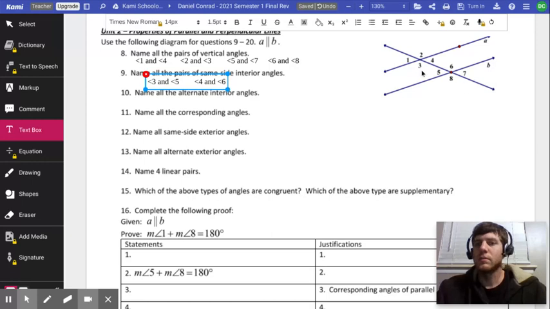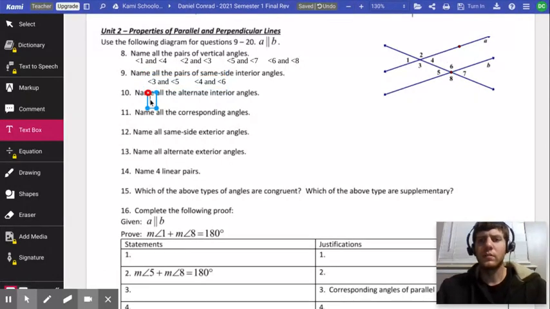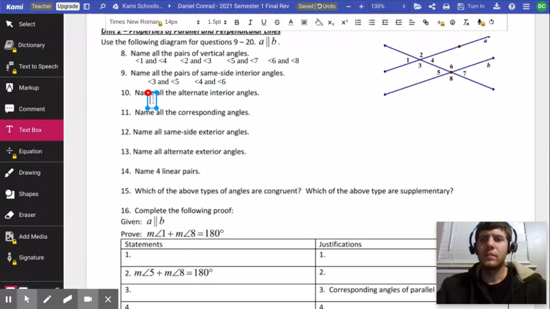Same side, they're both on the left, and they're in between A and B for 3 and 5. And on the other side, they're both on the right, 4 and 6, and 4 and 6 are in between lines A and B. Okay, alternate interior angles: alternate sides of the transversal, but in between those two lines. So 3 and 6, and then angle 4 and angle 5 would be alternate interior angles.